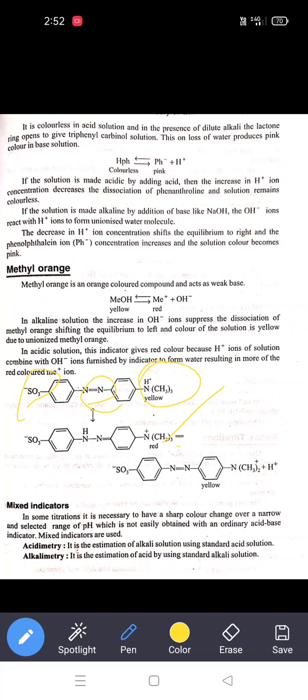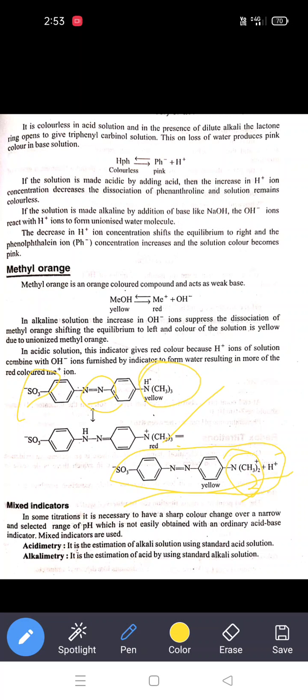In the molecule form it is a yellow color. So it is easy to understand what is happening in the structure of methyl orange. The quaternary ammonium loses a proton here. Generally, quaternary ammonium salts act as a base, and that's why this methyl orange also acts like an acid and a base.